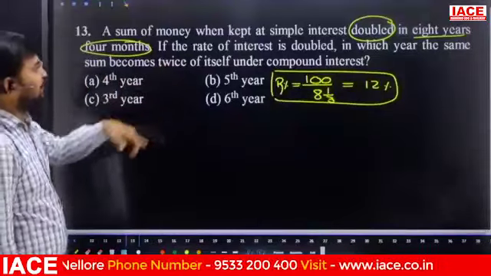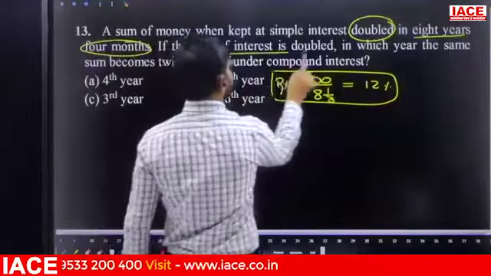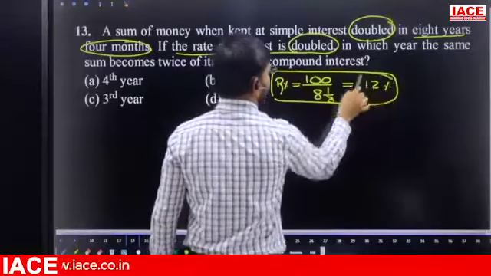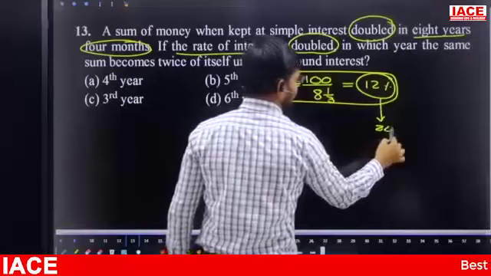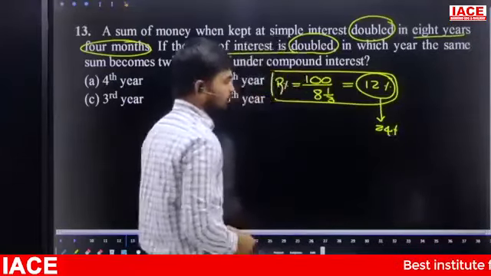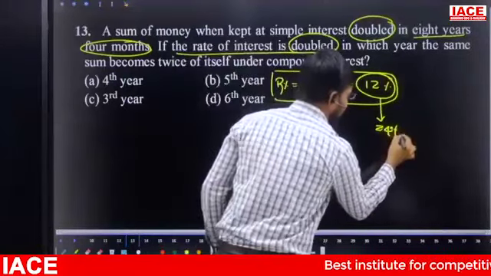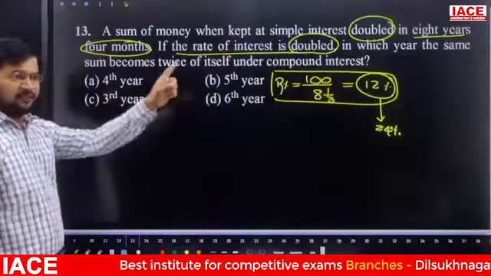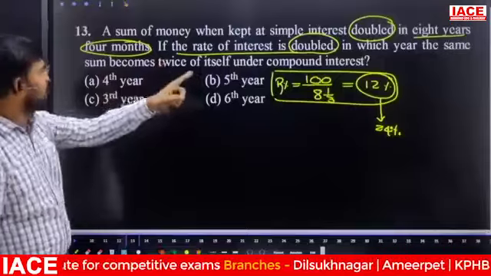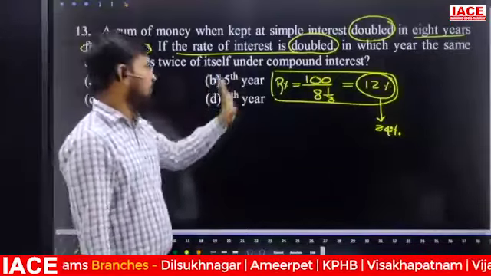If the rate of interest is doubled, the original rate of interest is 12, so the new rate of interest is 24%. In which year does the same sum become twice of itself under compound interest?